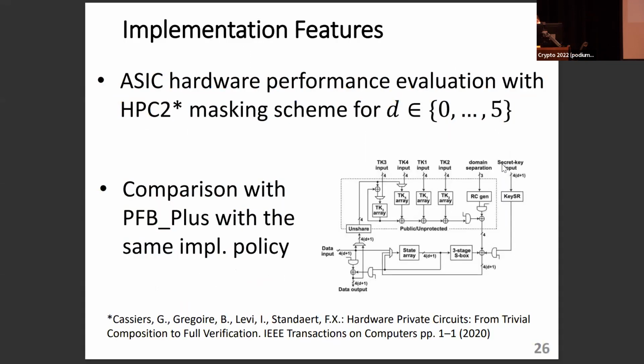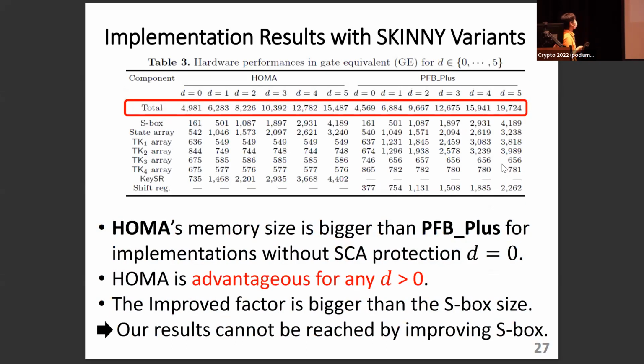Then finally, we implement our designs. So we evaluate ASIC hardware performance with HPC2 star masking schemes for protection order from 0 to 5. And we compare the results with PFP+, which is implemented under the same implementation policy. And the implementation results are here.